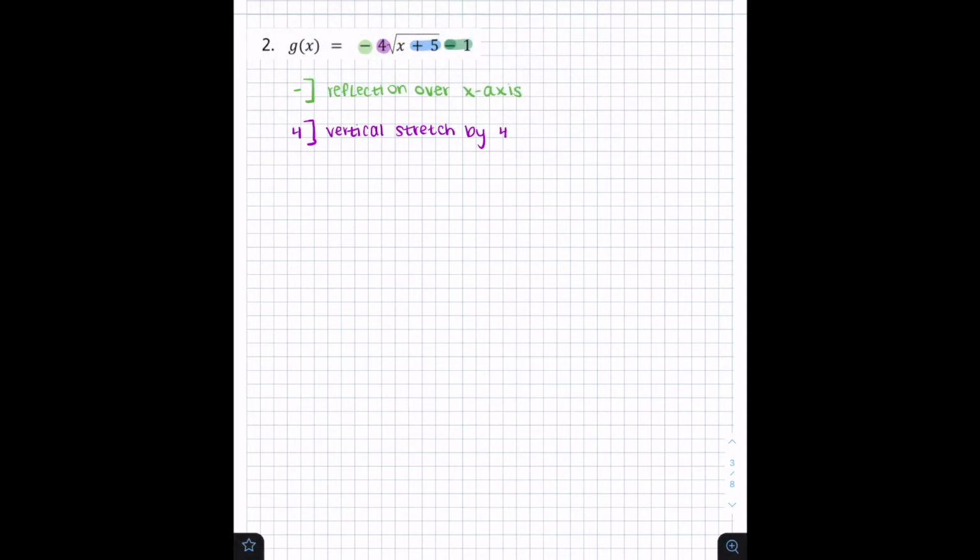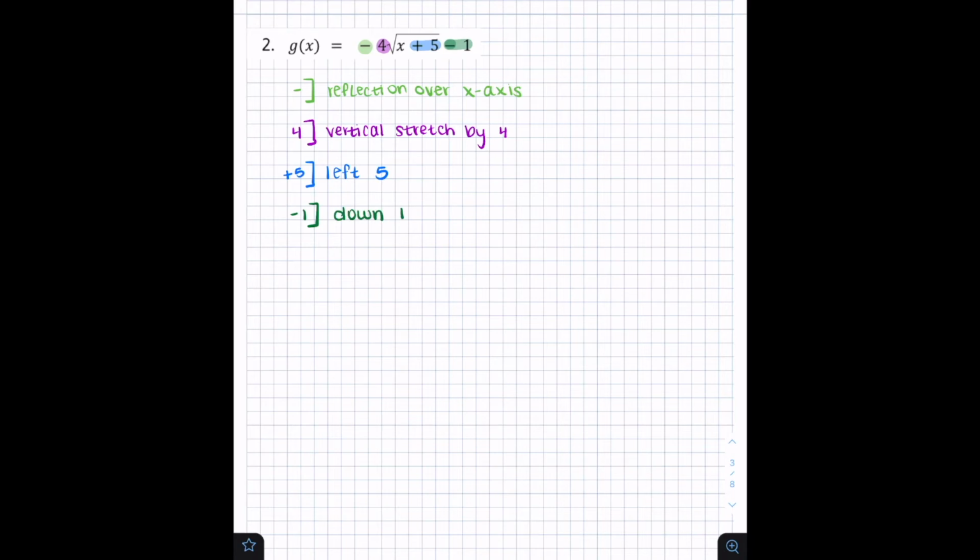Under the square root sign, we see a plus 5. And if we remember that with horizontal shifts, we actually kind of flip the sign. So this is x plus 5. That means that we're actually going to go left 5. And then on the outside, at the end of the function, we have a minus 1, which means that we go down 1.